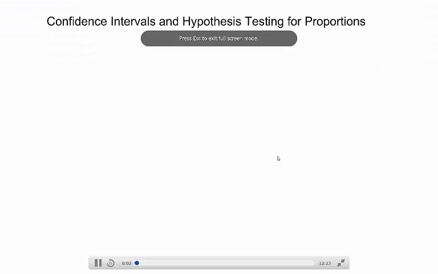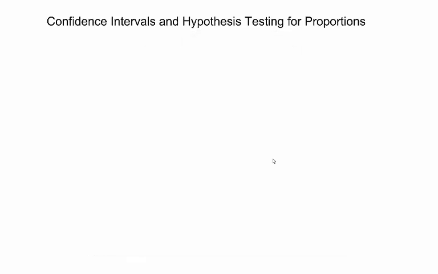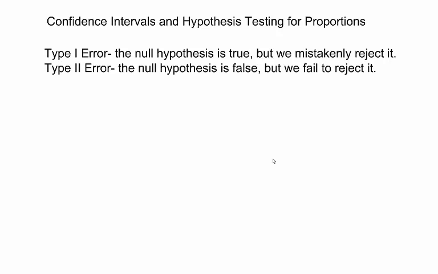This video is a follow-up to the video Hypothesis Testing for Proportions. In it, we'll explore some additional terminology and concepts, as well as learn how to construct a confidence interval. You need to know about Type 1 and Type 2 errors.